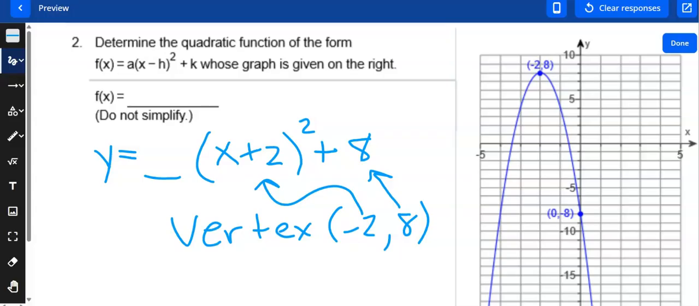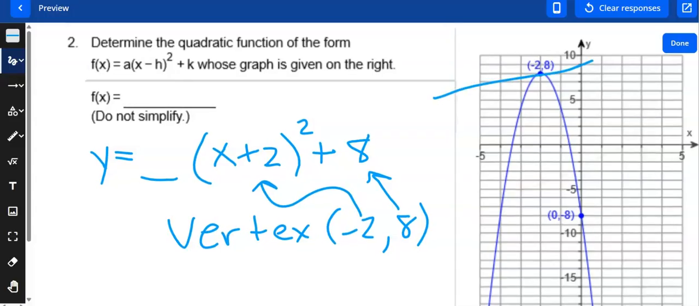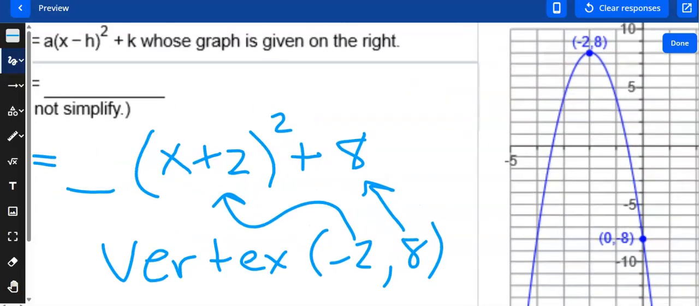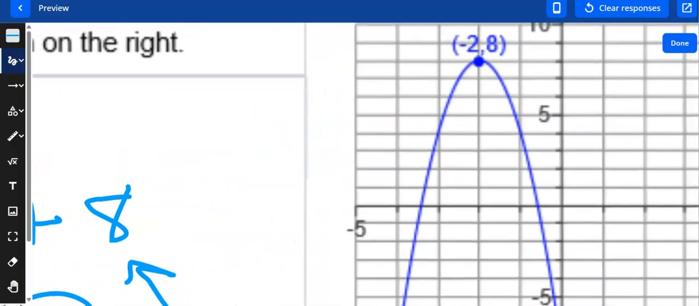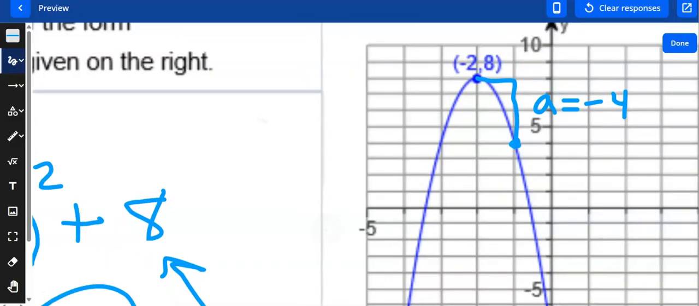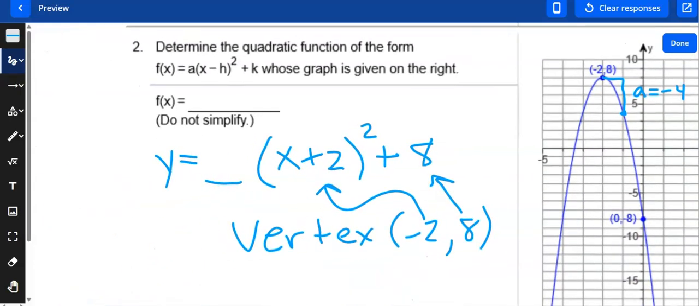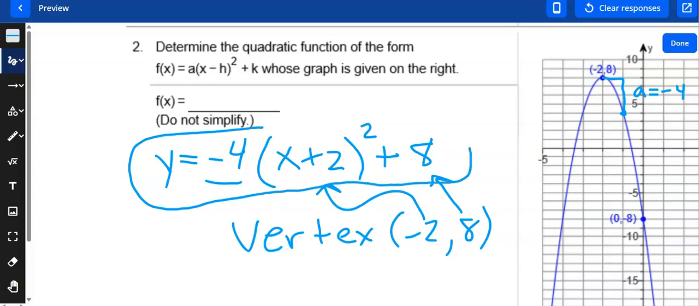Now, what about the A value at the beginning? Well, that's where we literally count, right? We went over 1, down 1, 2, 3, 4. So now we know that the A value is -4. It's a matter of counting, that's all. As long as the values are nice, we don't have to do any algebra. And I promised you that I would make them nice.